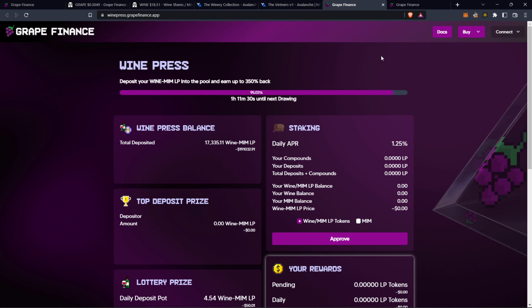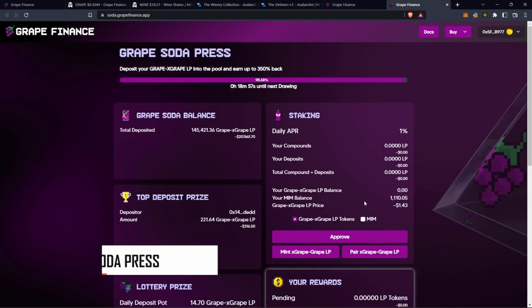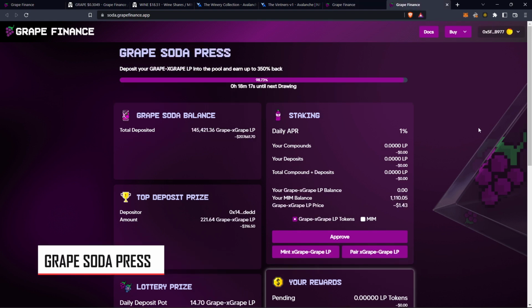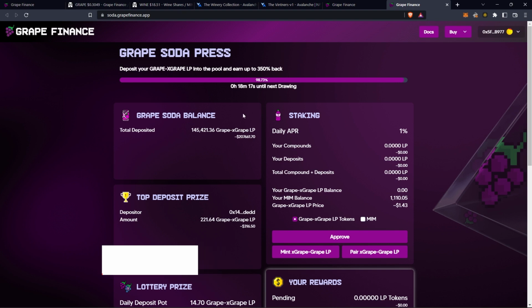Let's now move on to another press, that is the soda press. During the previous AMA recap video, the total deposited LPs was right around 133,000 Grape X Grape LP tokens. And right now it has increased to 145,000 Grape X Grape LP tokens. The current value of those LP tokens is $200,000. That is an increase of an astonishing 10,000 LP tokens in just 4 days.